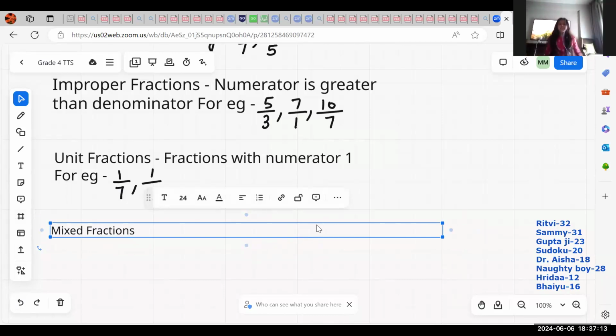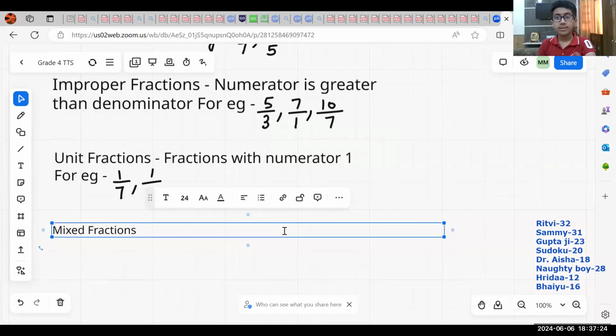It is on. So, who wants to give the definition of mixed fractions? Yes, Osama. The fraction with whole number and numerator and denominator.